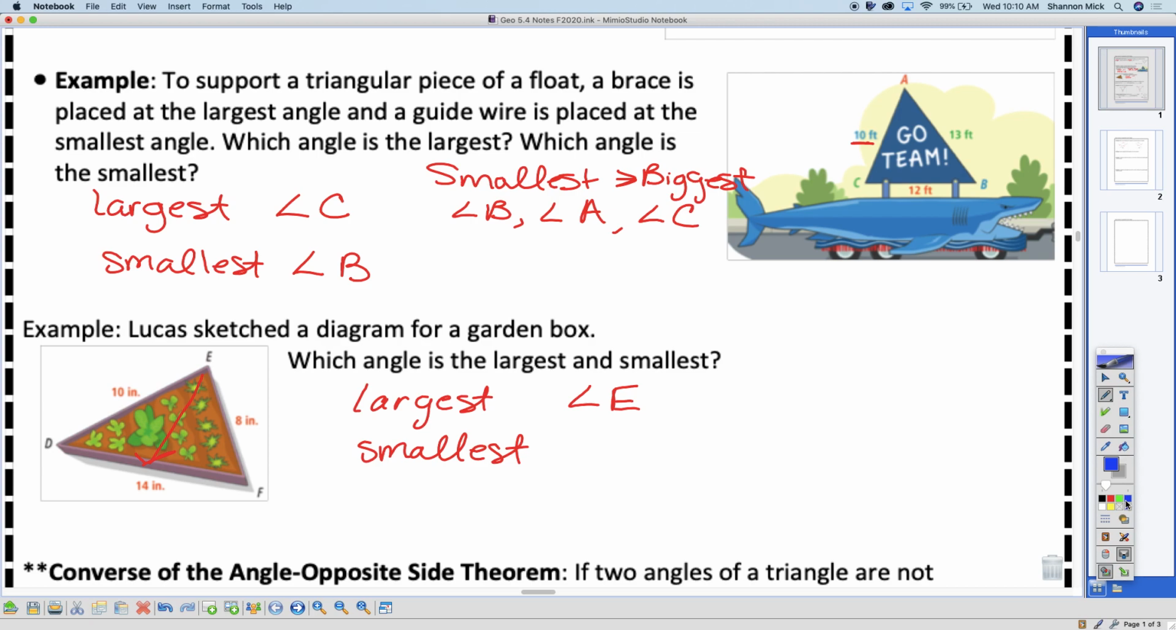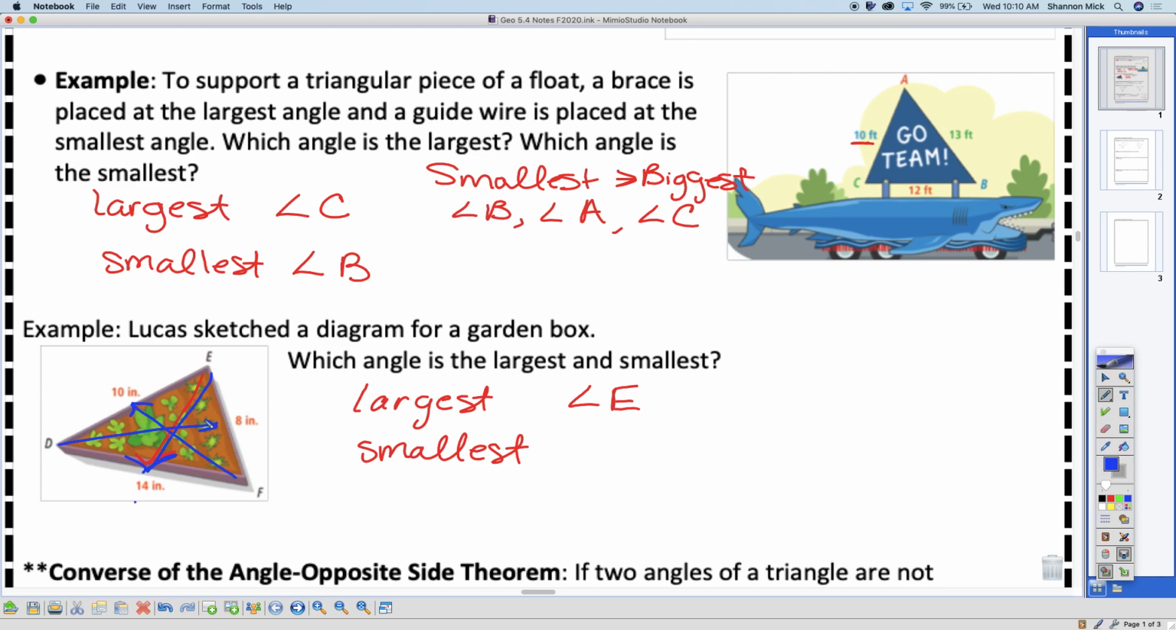Let me do it in blue. Across. So angle E is across from 14. Angle F is across from 10. And angle D is across from 8. Draw those arrows if you need them so you can see that. I can't draw those on the picture because I can't see it.